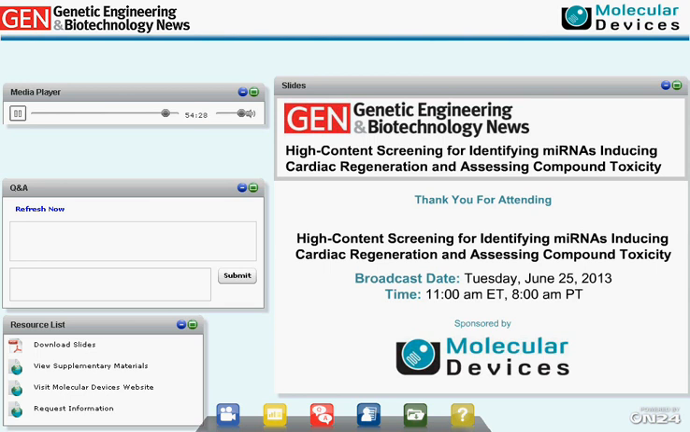But the answer is yes, we can capture data in the Z-axis, so it's possible to image suspension cells in our wide-field system, the ImageXpress Micro. We also do offer a confocal system, the ImageXpress Ultra, which was mentioned briefly at the end of the presentation. And with that system as well, you can definitely image suspension cells and capture Z-stacks of those cells. So yes, with both of our high-content screening systems, we can capture data in Z.